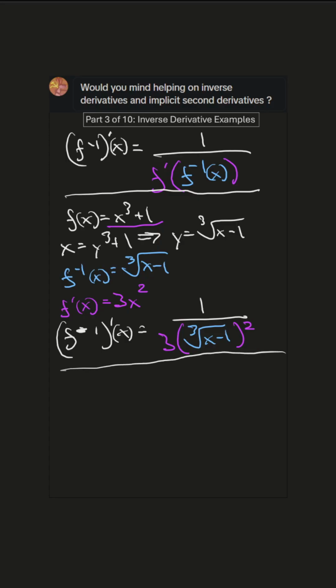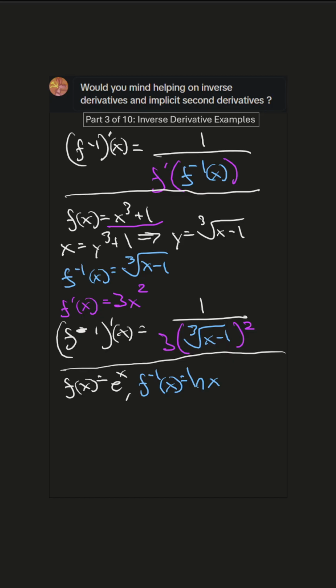Let's do one more example. Let's say f of x equals e to the x. Well, then we should probably know by now, and if not, we should learn, that the inverse of that is simply ln x.